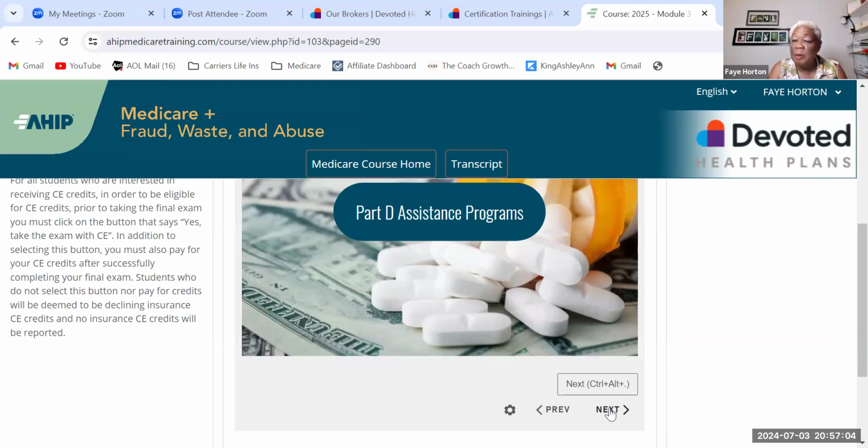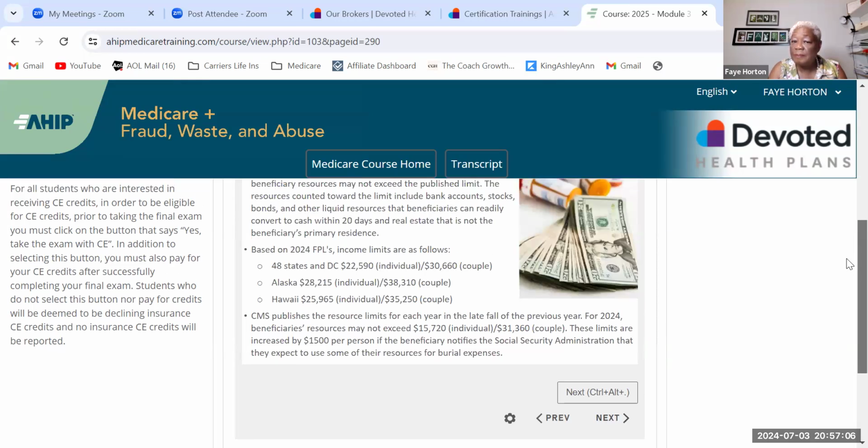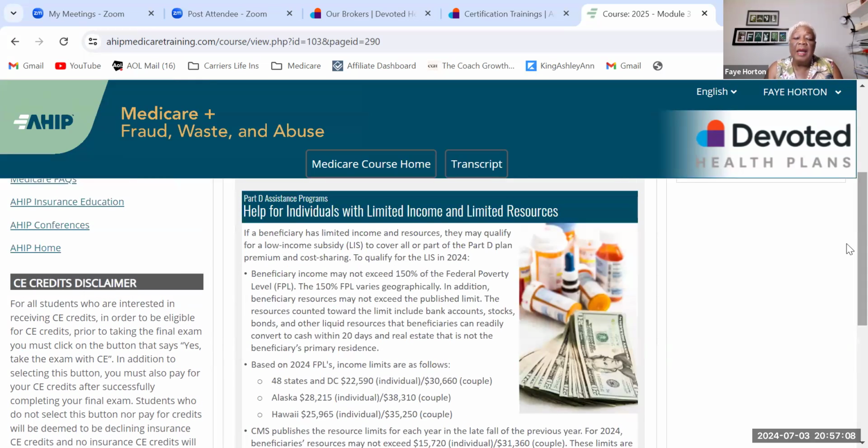Part D assistance programs. If a beneficiary has limited income and resources, they may qualify for low-income subsidy, LIS, to cover all or part of the Part D plan premium and cost sharing.